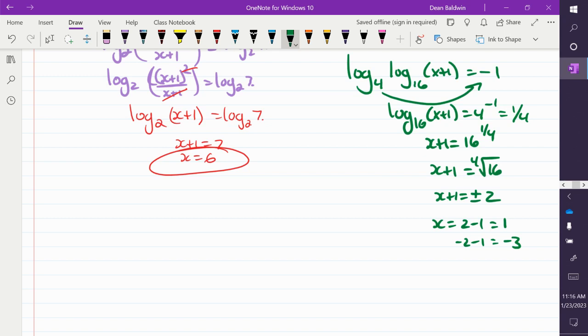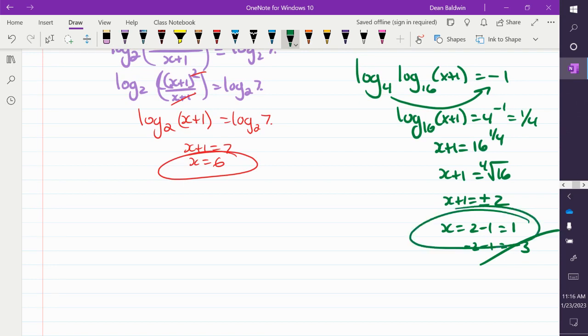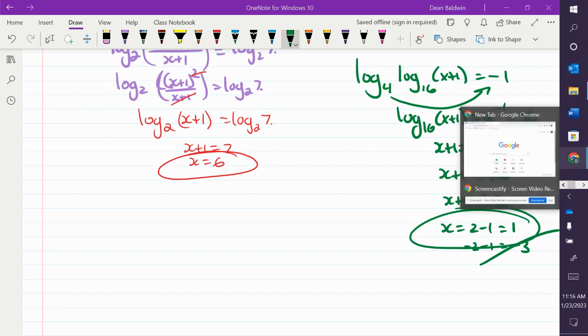Now you check your answers, right? So does 1 work? 1 will work because it's 1 plus 1, that's 2. I can log that. Negative 3, if I put negative 3 in there, negative 3 plus 1 is negative 2. You can't log it. So that one's gone. So there's your answer. X is equal to 1. All right. That's logs in a nutshell. Okay.